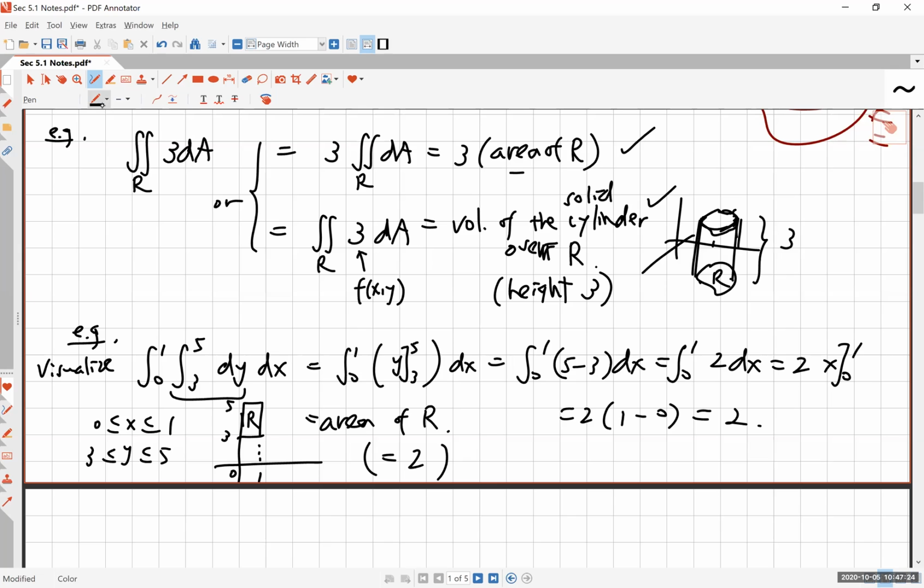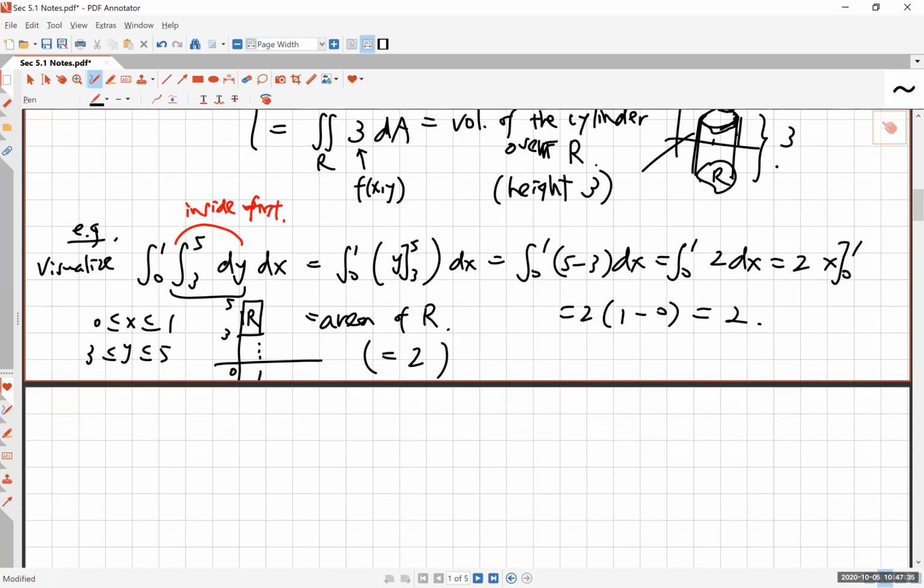And so that's what you do if you have to integrate. Inside first, you work your way from inside out. That's what you are supposed to do on these things. And by the way, if you have to rewrite this, it is equal to the integral from 3 to 5 of the integral from 0 to 1 of 1 dx dy. And if you do this the other way, you also get 2.